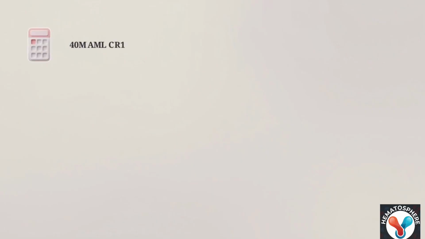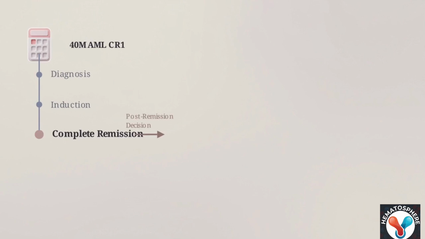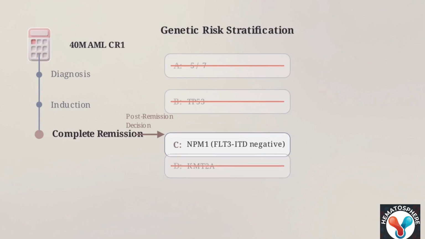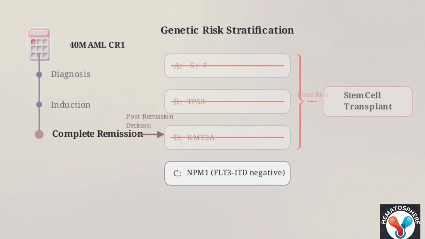Now consider a post-remission decision. A 40-year-old man in complete remission from AML needs a choice between high-dose cytarabine and a stem cell transplant. The decision rests entirely on his genetic profile. Allogeneic transplant carries significant morbidity, so we reserve it for high-risk disease. We can cross out a monosomal karyotype, like -5 or -7, a TP53 mutation, and a KMT2A rearrangement. These profiles indicate a high risk of relapse that mandates a transplant. That leaves us with option C.